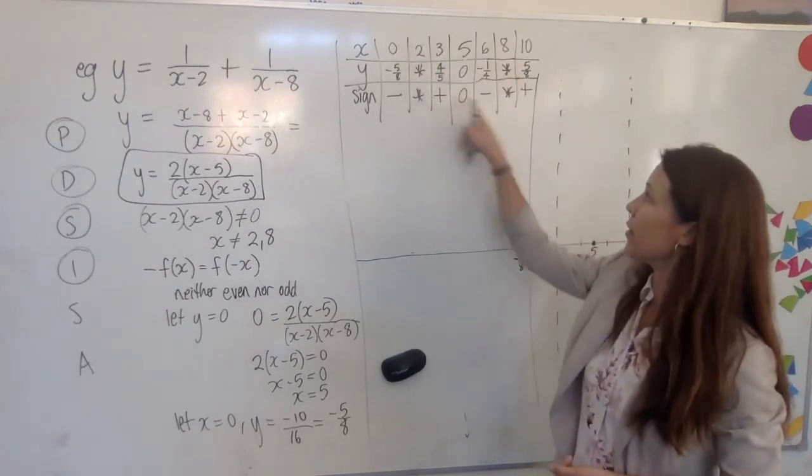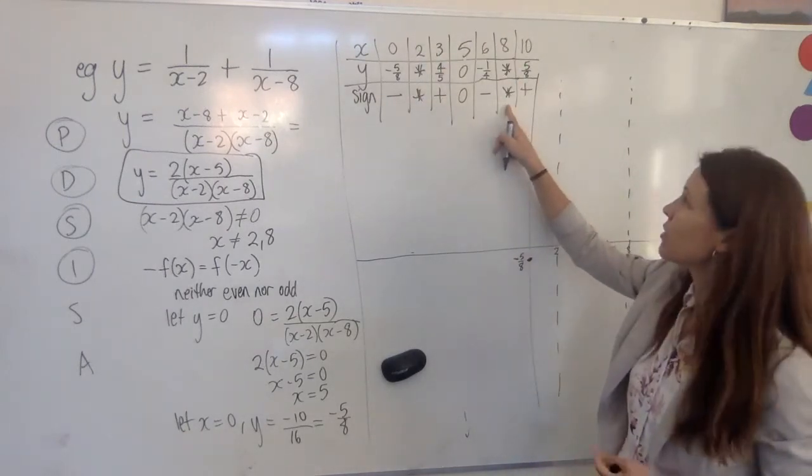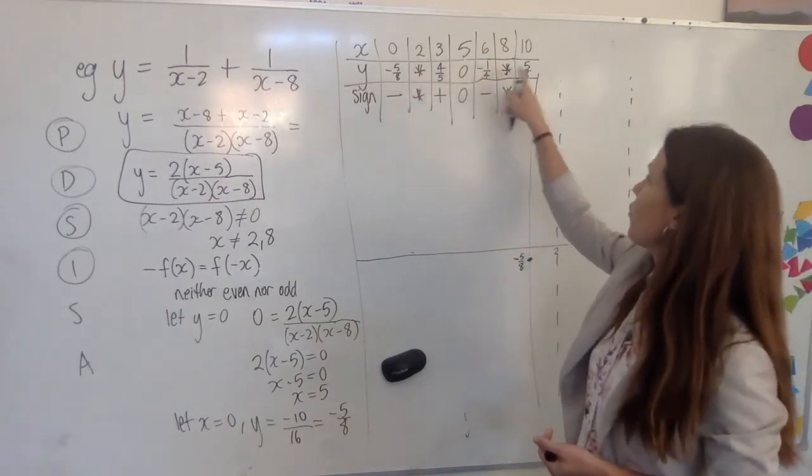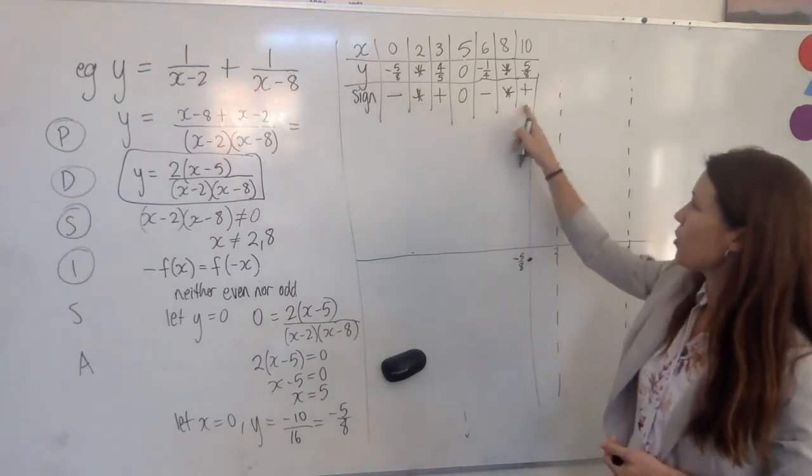And filling in this table, I can see that the easy ones to do were when x is 2 and 8. I know that I've got asymptotes there. I'll just put an asterisk. When x is 5, I know I've got a 0. So I only really need to calculate 4 values there and see whether they're negative or positive.